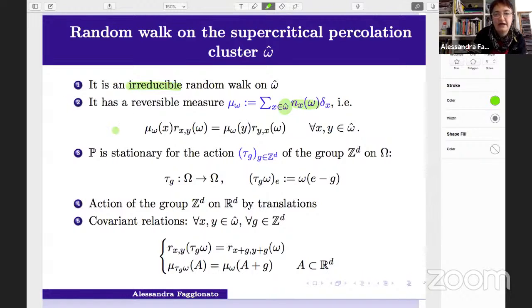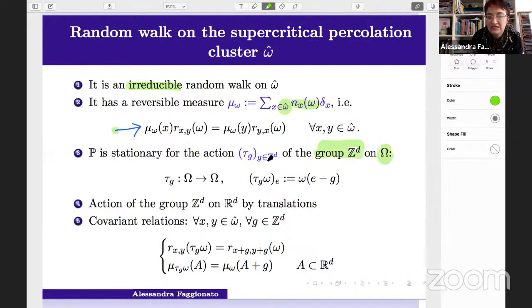So here I have reported the detailed balance equation given reversibility. But then there are also other structures behind this random walk. So the law of the environment is stationary for the action of the group Z^d. So the group Z^d acts on the space of environments in the following way.